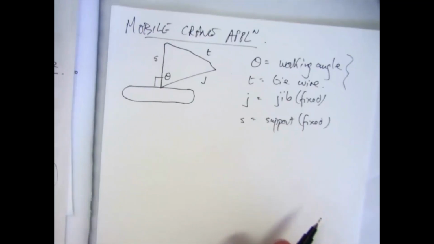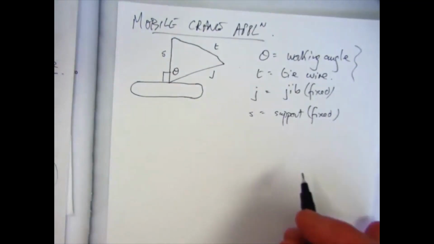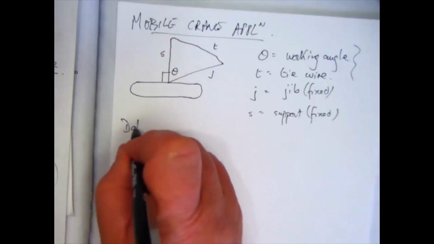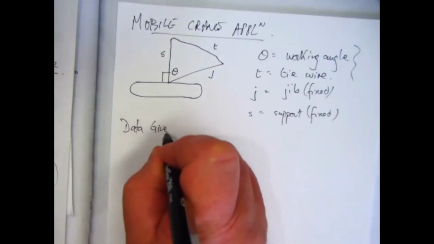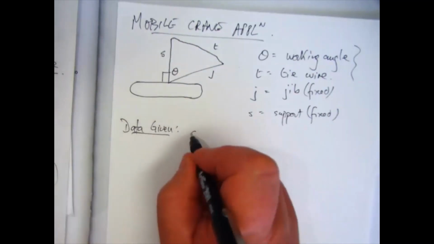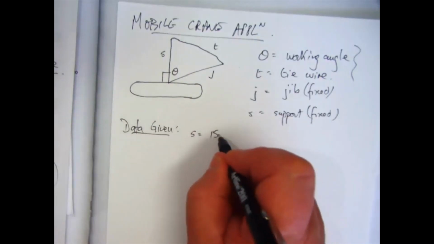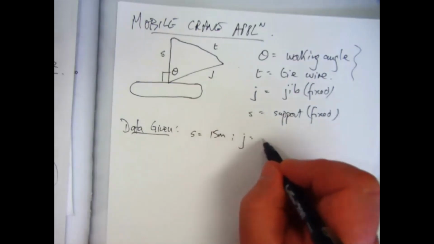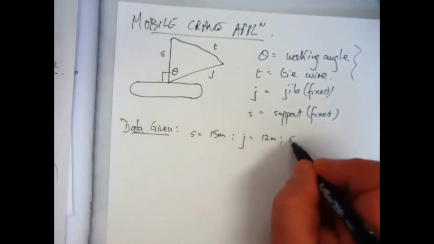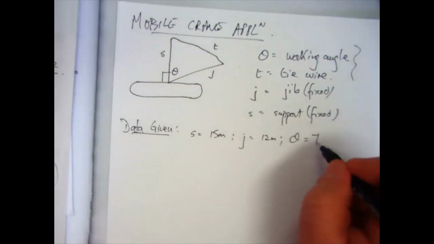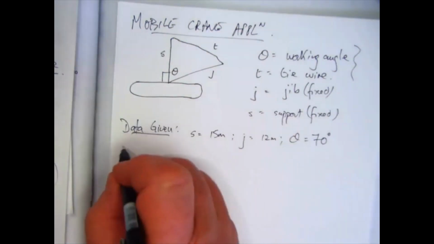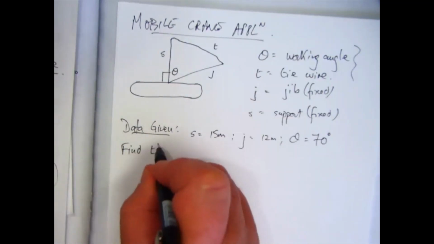Okay, so let me give you some data. It's very good application and showing you how to use a cosine rule. So the examiner can give you this. Data given. S, supposing it's 15 meters. Very reasonable. J, will that be 12 meters? And angle theta, in this case, we're using a working angle of 70 degrees. And the examiner says, from that, can you find T?